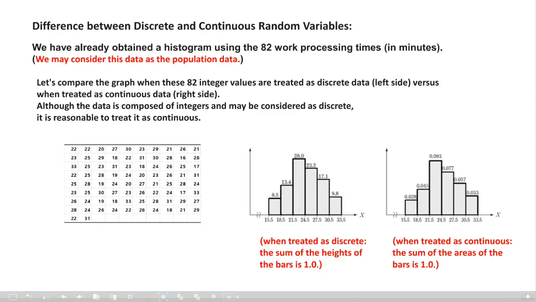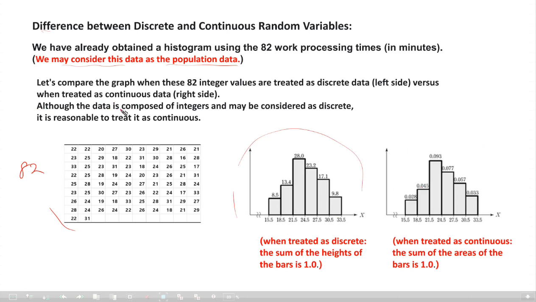Okay, what is the difference between discrete and continuous random variables? We have already obtained the histogram using 82 work processing times in an earlier lecture. Okay, 82 integers. We may consider this data as population data. Population is 82 numbers. Let's compare the graph when these 82 integer values are treated as discrete data, left-hand side here, versus when treated as continuous data, right-hand side.